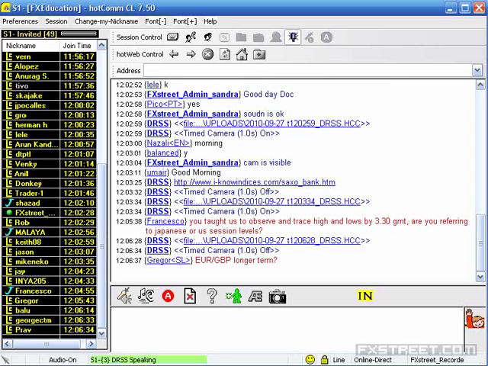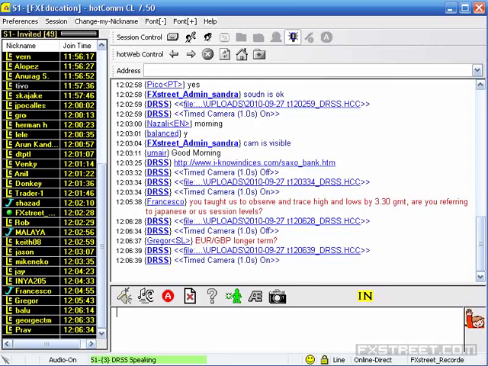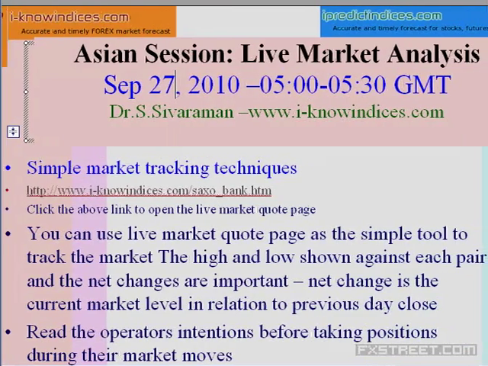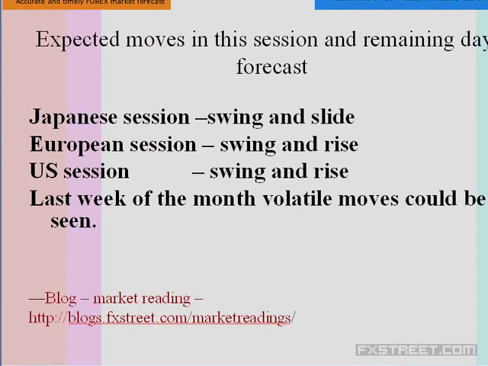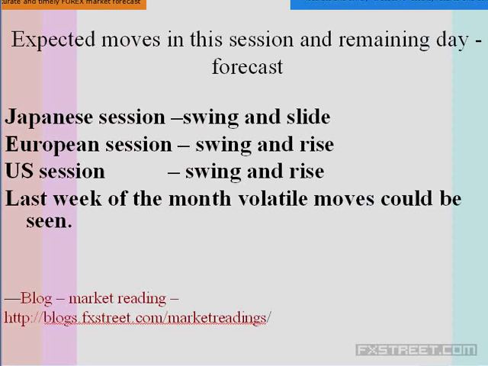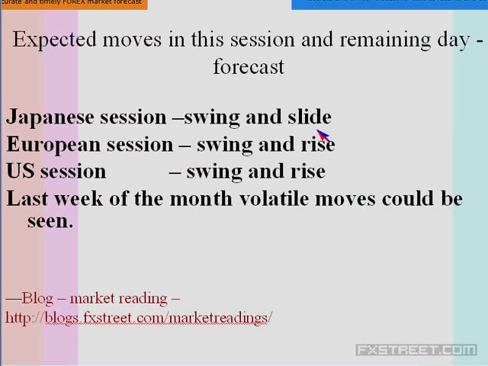What is expected during this particular day? You know that we have come to the last week of this particular month. So obviously you know very well there will be more volatility in the market. So let me just display the camera over the PowerPoint presentation. The expected market moves for today. During the Japanese session, swing and slide moves are expected. Nominal slide could be seen. Then during the European session, swing and rise moves are expected. And during the US session, they are expected to rise more.